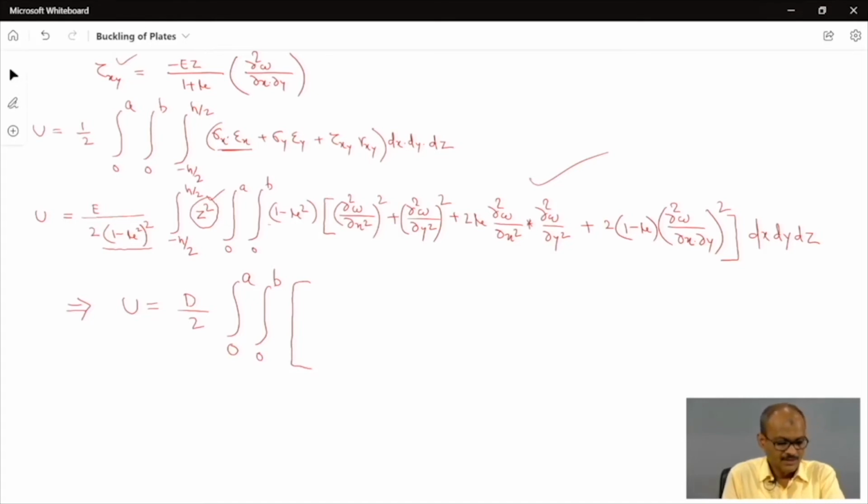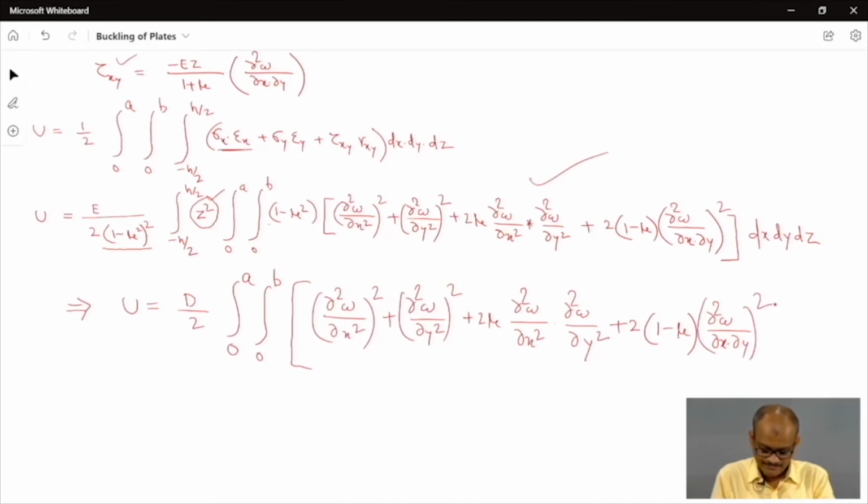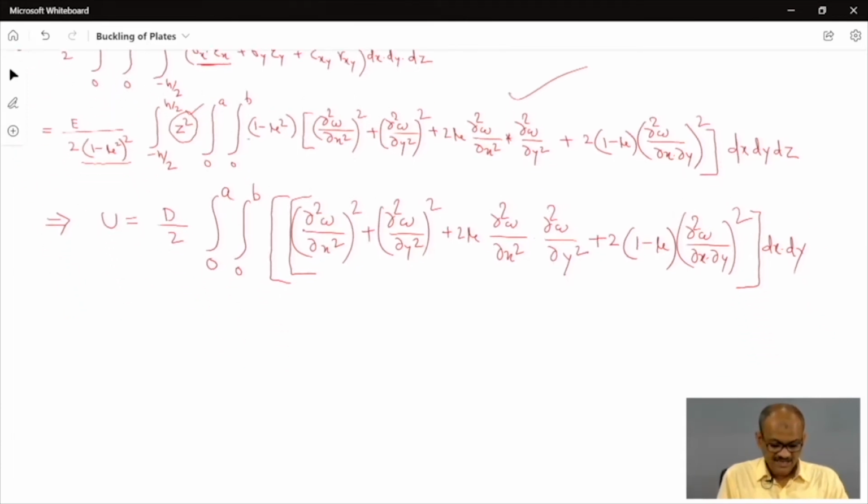This one you can write as (∂²w/∂x²)² plus (∂²w/∂y²)² plus 2μ into ∂²w/∂x² into ∂²w/∂y² plus 2 into (1 minus μ) into (∂²w/∂x∂y)², and this is altogether dx dy. So this is the expression of the strain energy.